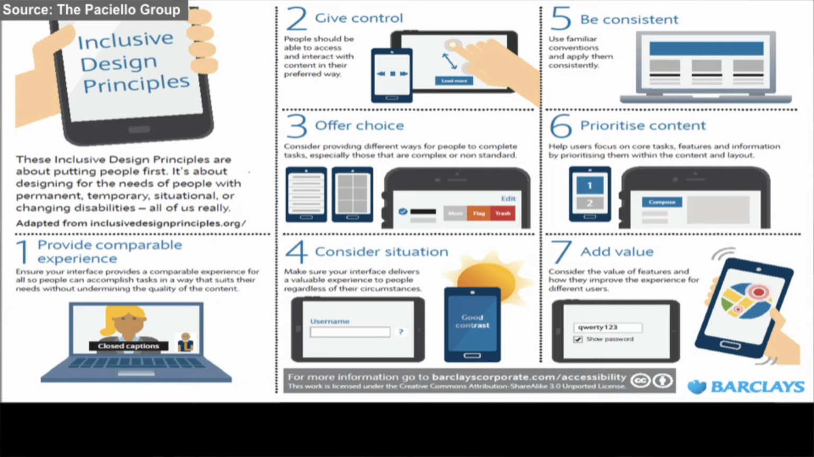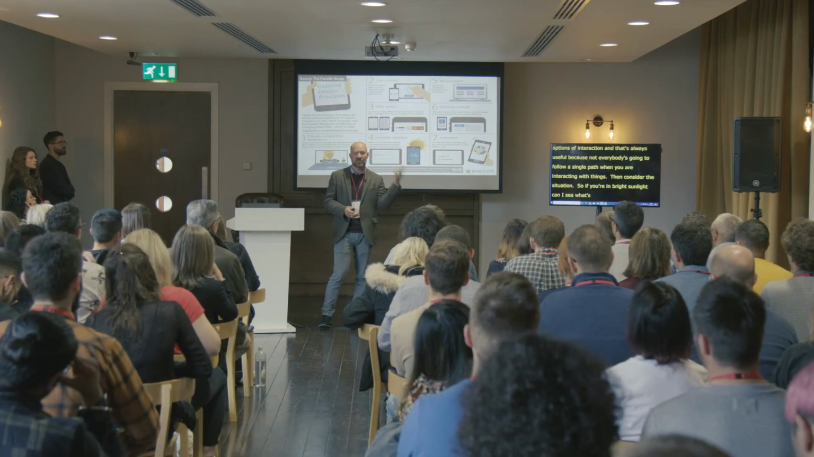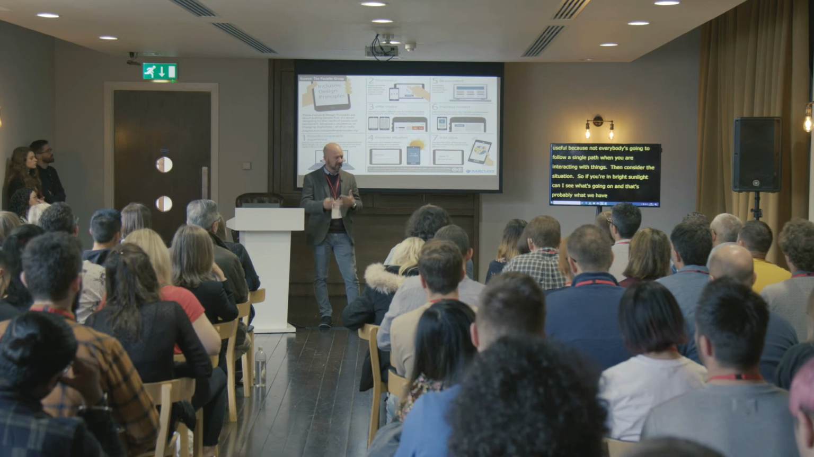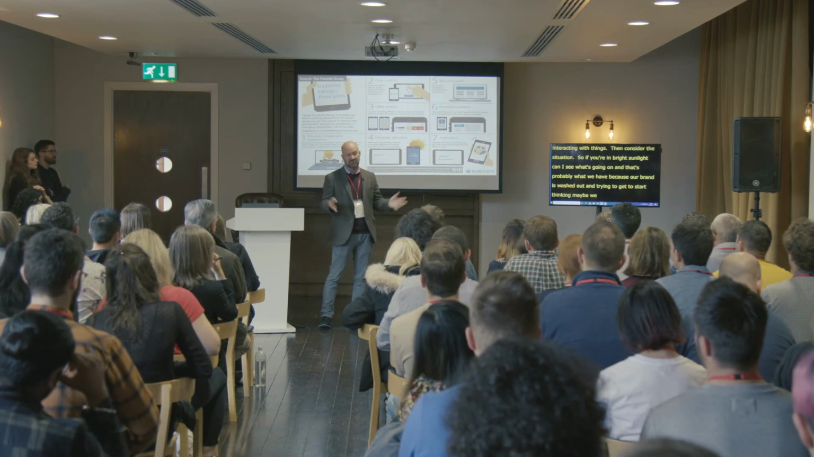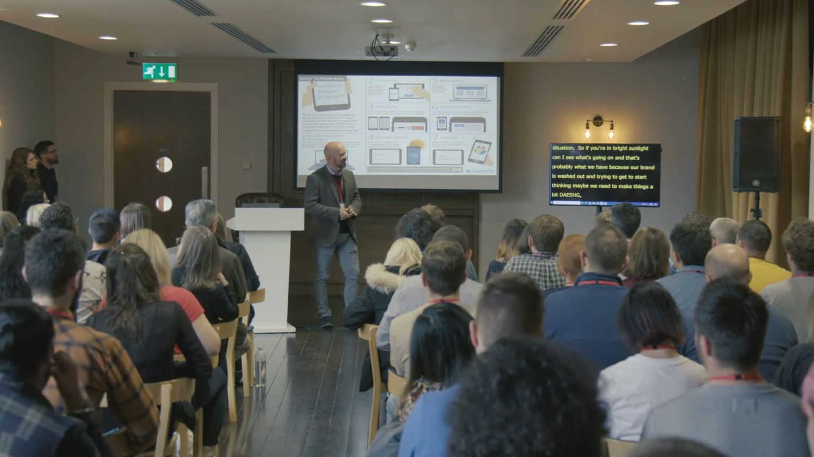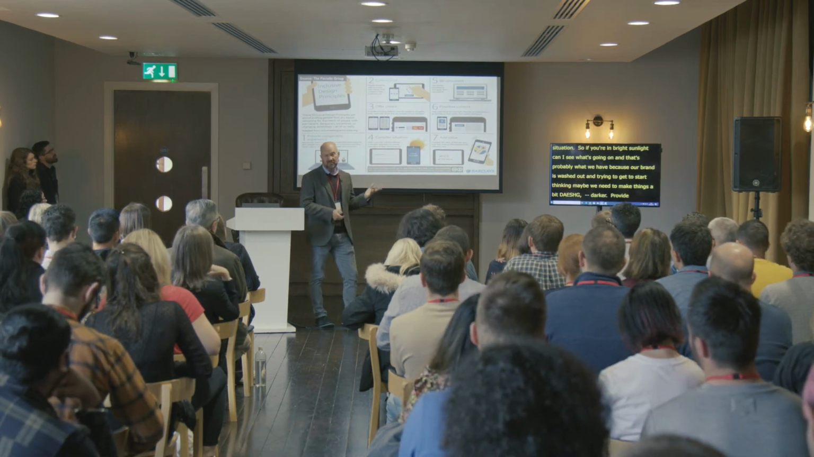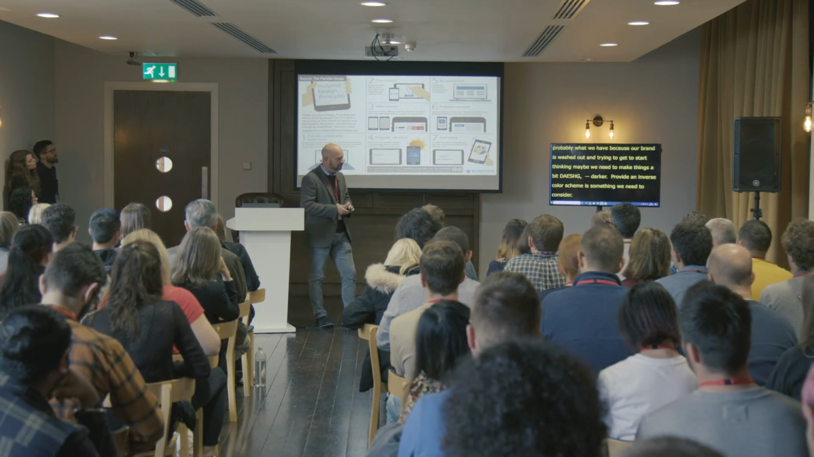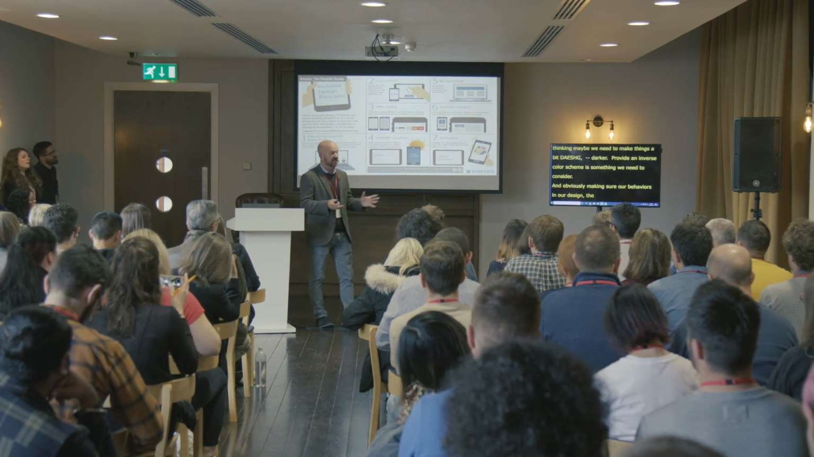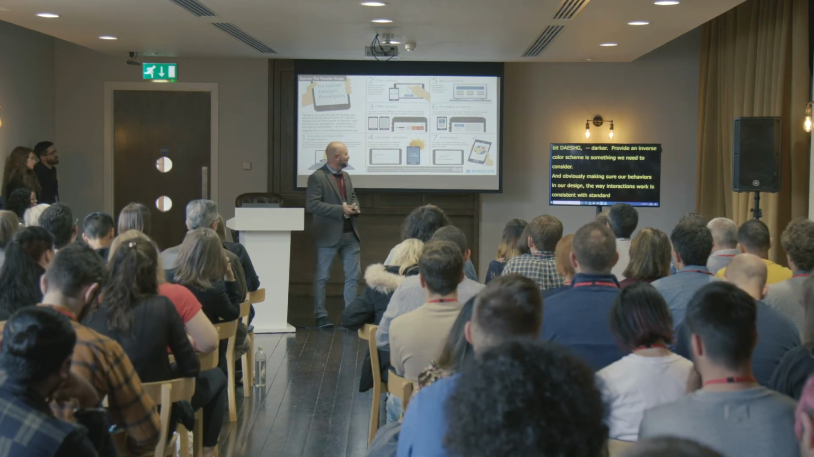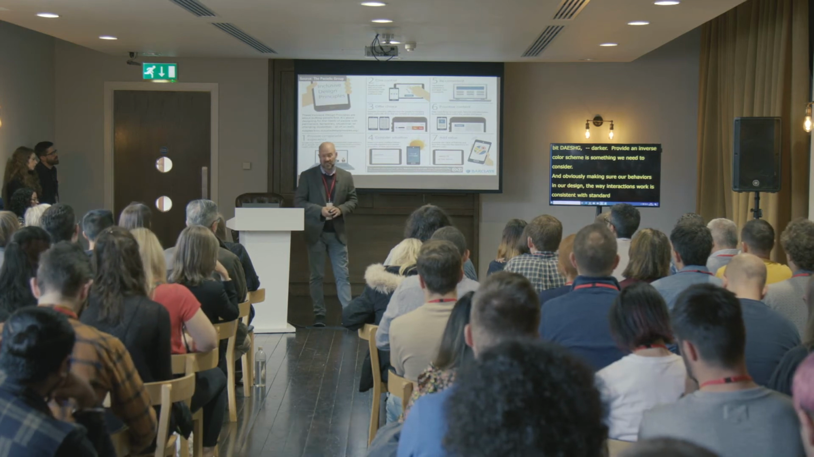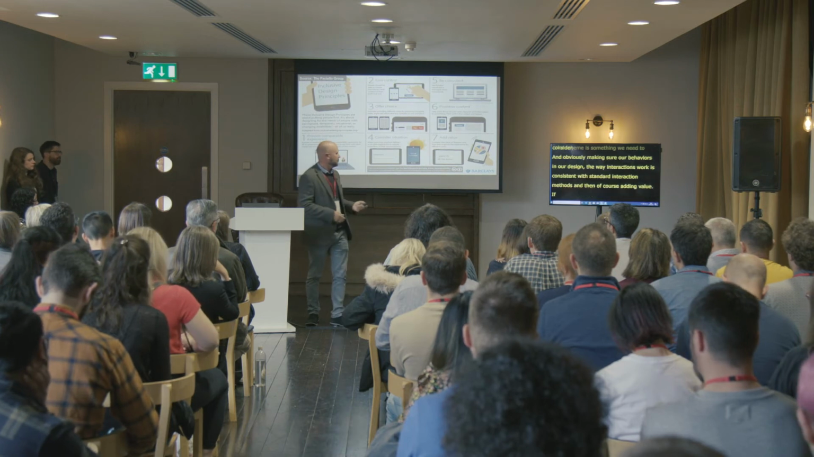Then consider the situation. So if you're in bright sunlight, can I see what's going on? And that's probably one of the biggest problems we have because our brand is very washed out. It's white with blue. And trying to get people to start saying, well, maybe we need to make things a bit darker, provide options for people to maybe have an inverse color scheme or something like that, is something that we would need to consider. Then obviously making sure our behaviors and our design, the way interactions work, is consistent with standard interaction methods. And then also prioritizing content, a basic design principle. And then, of course, adding value. So if we're providing some new features, they should add value to the users.